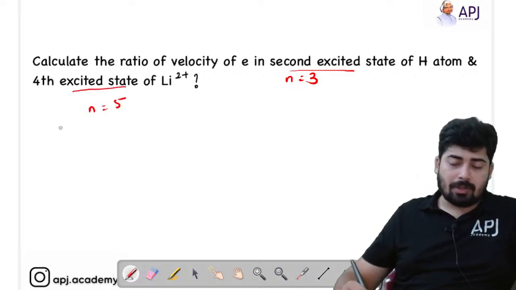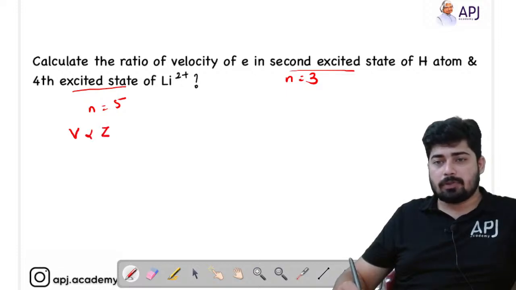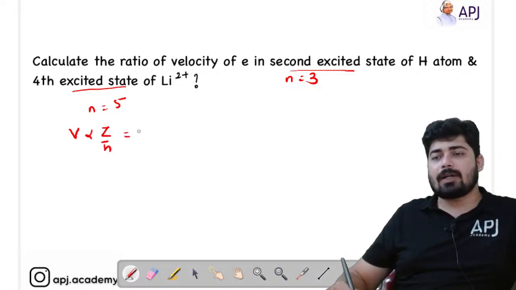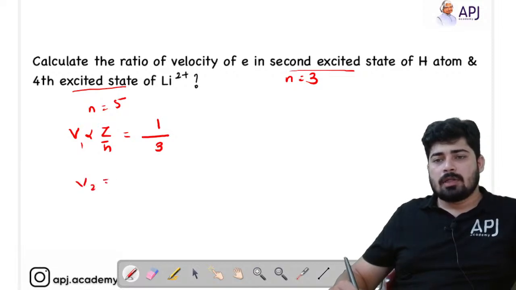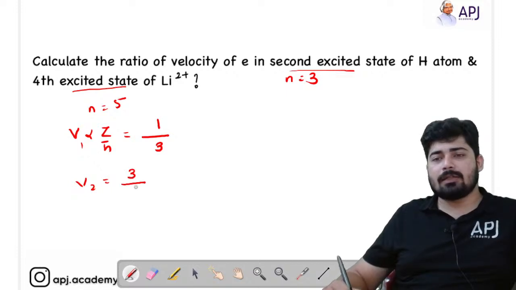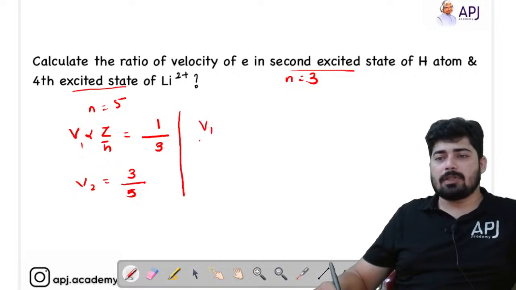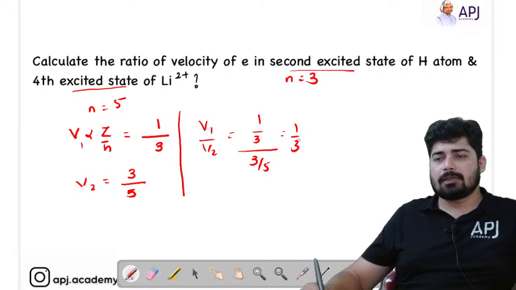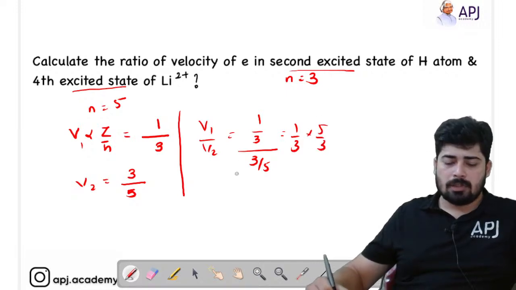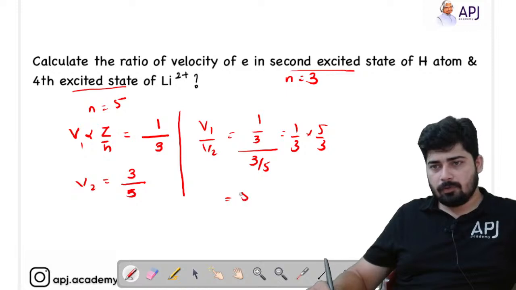Now you have to calculate the velocity. We know that velocity is directly proportional to z by n. What is z for hydrogen? That is 1. What is n for hydrogen? That is 3. That is V1. And V2? What is z for lithium? Lithium is 3. What is n for lithium? n for lithium is 5. So we have to take the ratio V1 by V2 is equal to 1 by 3 divided by 3 by 5. That is equal to 1 by 3 into 5 by 3. So we get the value as 5 by 9.